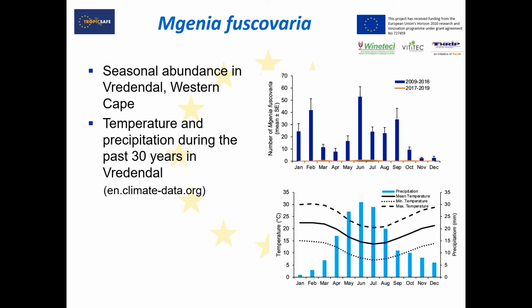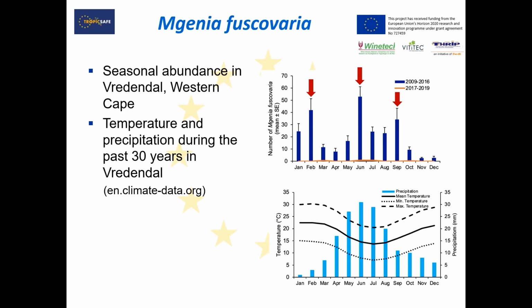The abundance of Mgenia fuscovaria declined dramatically from 2017 following the prolonged drought, suggesting that the risk of aster yellows spread during this time is low. The three peaks in February (summer), June (winter) and September suggest that this species has 3 generations per year.